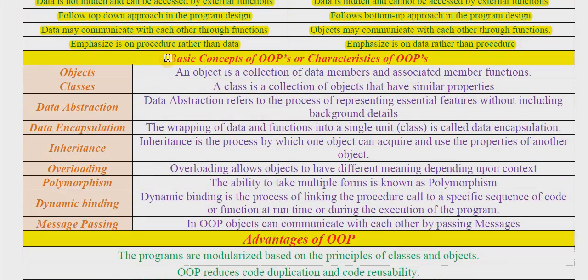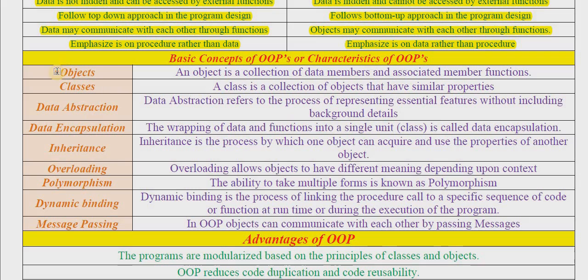Okay, next, basic concepts of object oriented programming, also called characteristics of object oriented programming. There are a total of 9 characteristics of object oriented programming. This is also a very important topic, because in examination it will come for 5 marks, or at least for 2 marks. If it is asked for 2 marks, you have to write any 2 characteristics. If it is asked for 5 marks, then you have to write all the characteristics.